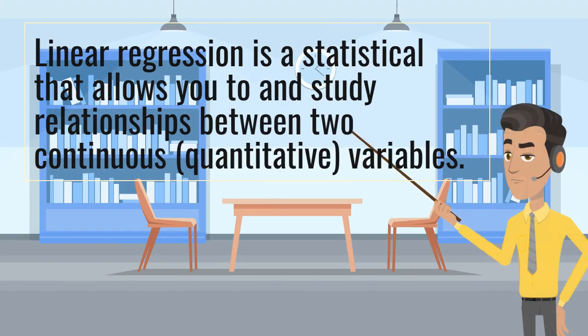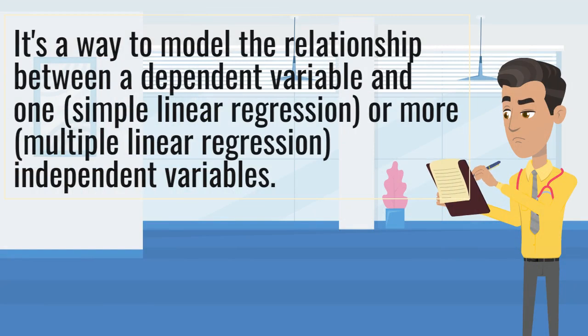Linear regression is a statistical method that allows you to study relationships between two continuous, quantitative variables. It's a way to model the relationship between a dependent variable and one, simple linear regression, or more, multiple linear regression, independent variables.